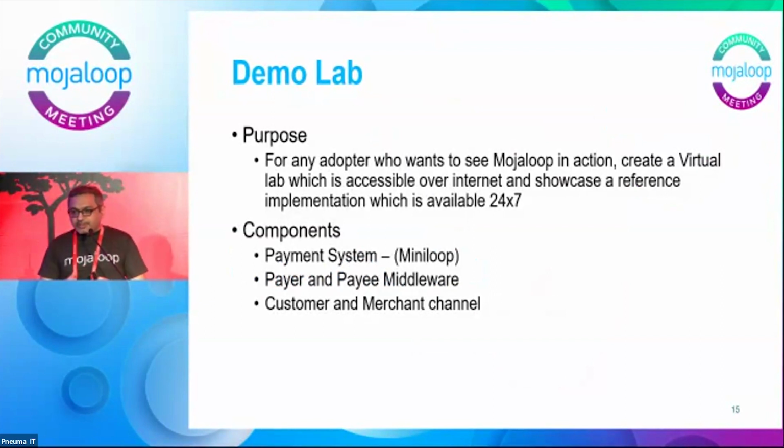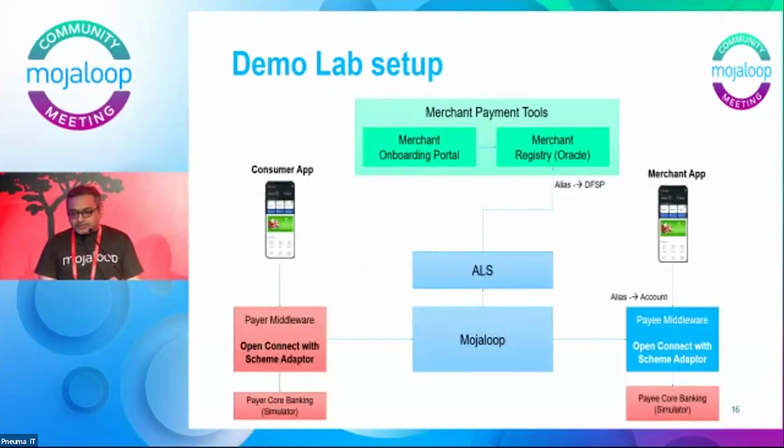Prior to this convening, whenever we are talking about Mojo Loop and payments, a lot of times people who are trying to adopt or people who are joining the community would need a starting point to see everything in action. So our purpose was that this whole portal which we have created, the standard Mojo Loop or a mini loop version of which, and an acquiring and issuing system, both having customer and payer and payee apps, should be set up in a demo lab environment. That was one of the goals. So this is what it looks like.